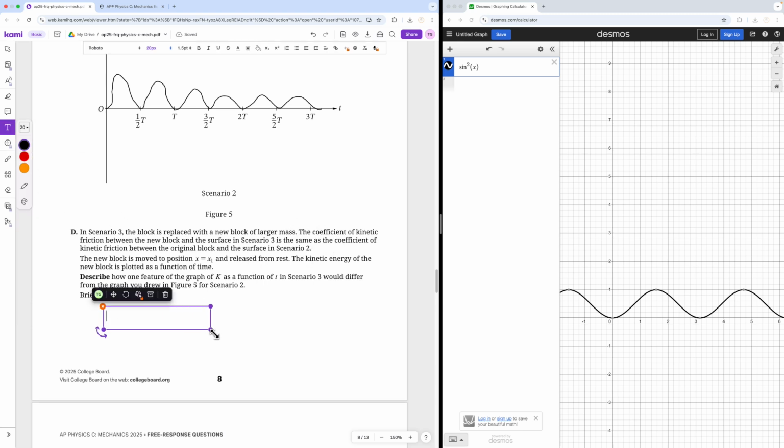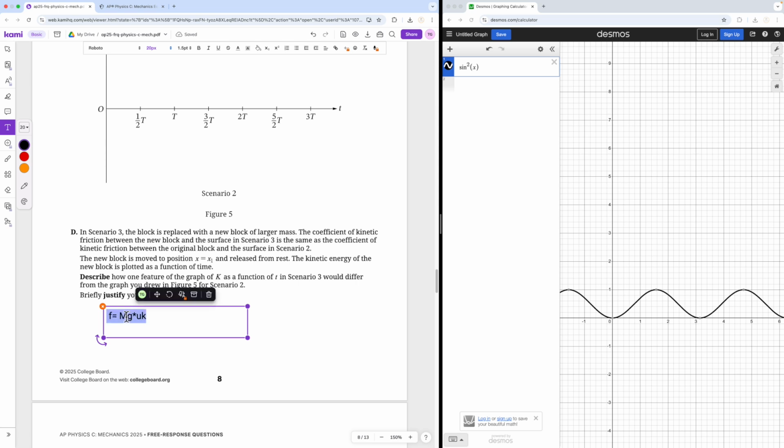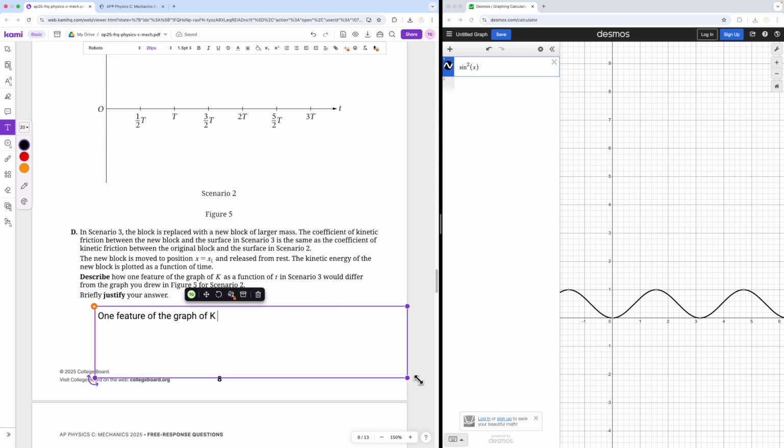Well, I think that the peaks are actually going to drop much greater. And this is why. Friction is the reason that these peaks are dropping, and kinetic friction is going to be equal to your normal force, which is mg, times your coefficient. Now our mass is much greater, so that means the friction force is going to be much greater through each oscillation.